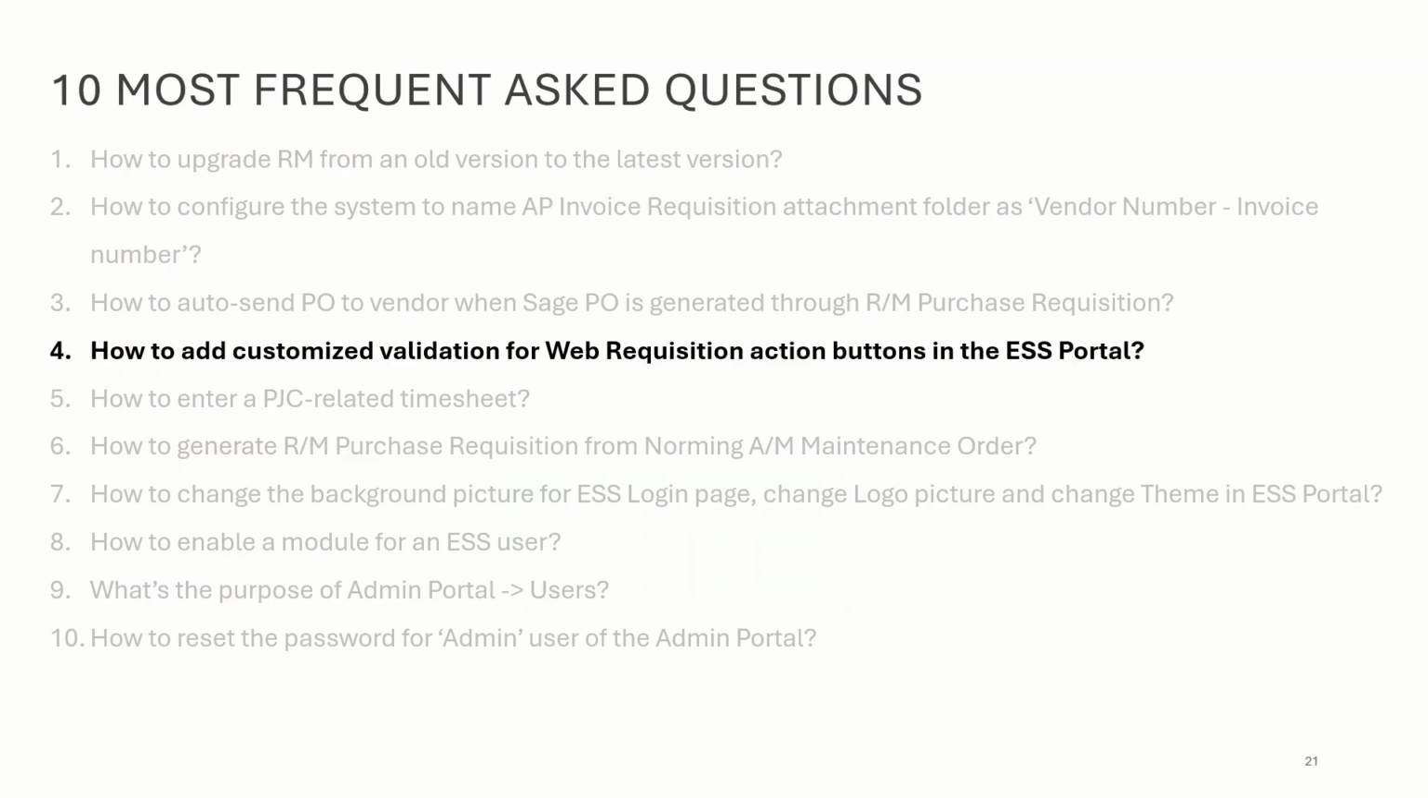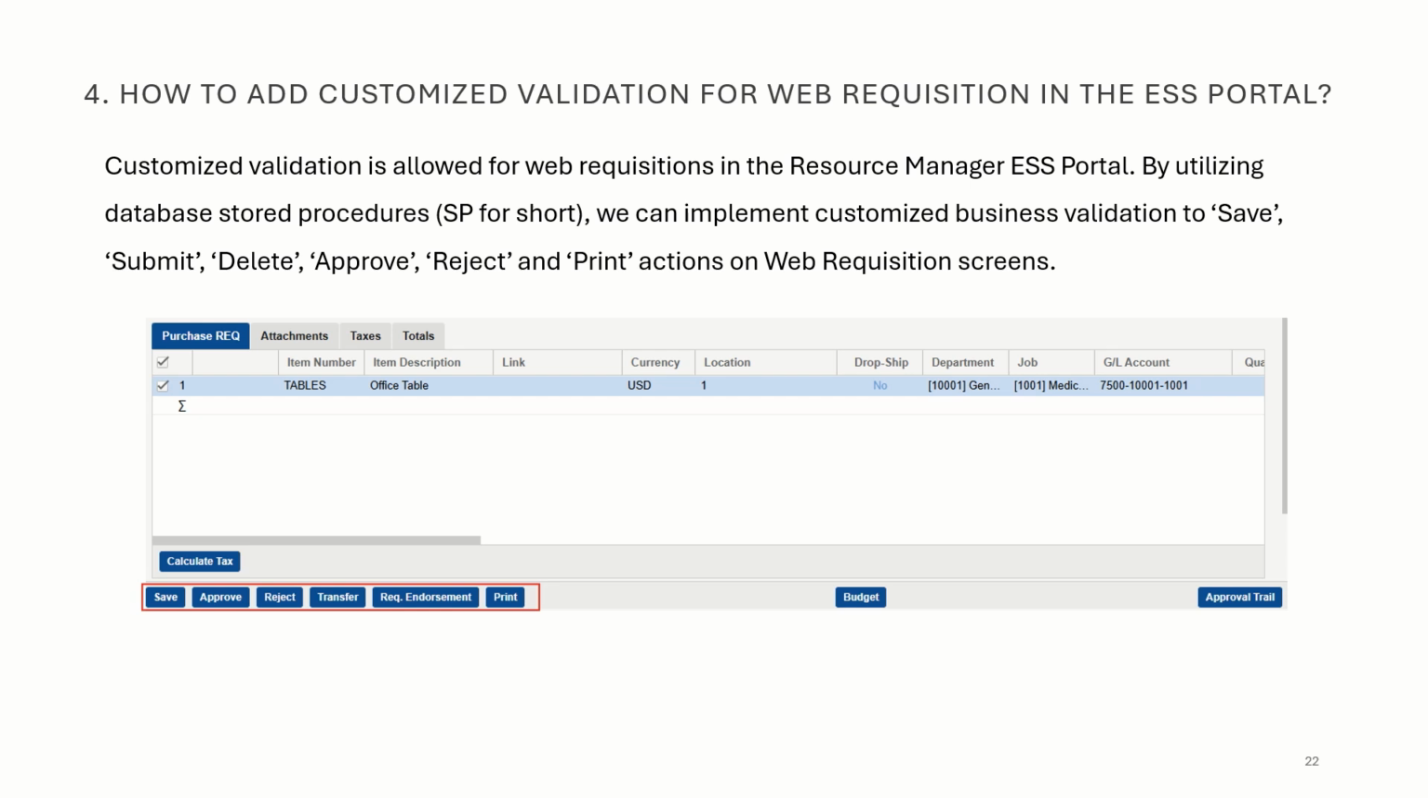The fourth question is how to add customized validation for web requisition actions in the ESS portal. Customized validation is allowed for web requisitions in the Resource Manager ESS portal. Utilizing database stored procedures, we can implement customized business validation logic for save, submit, delete, approve, reject, and print actions on web requisition screens. Let me show how we can do it.